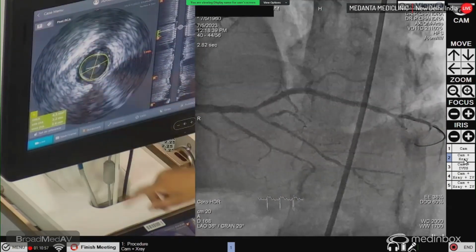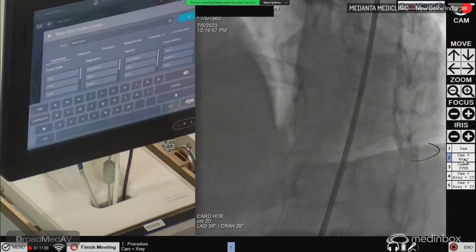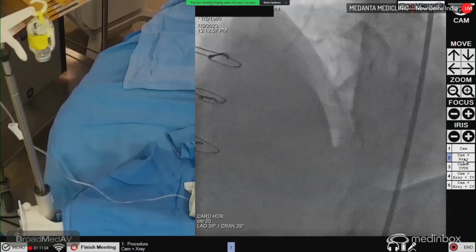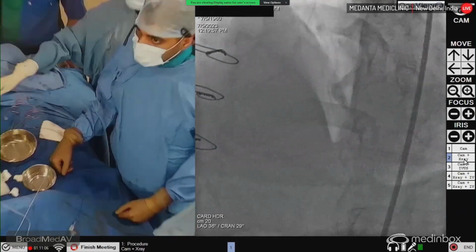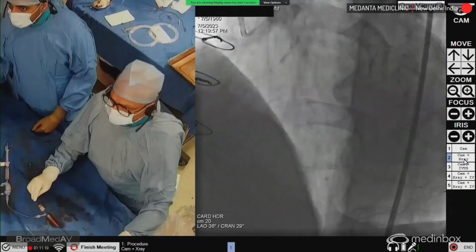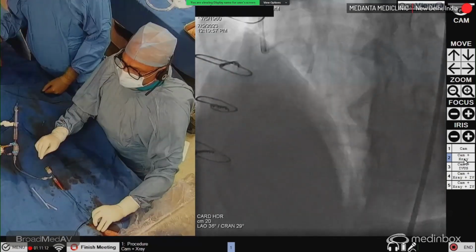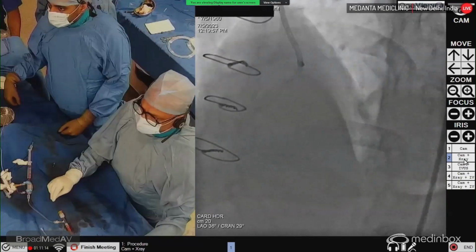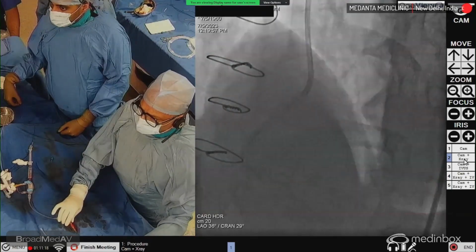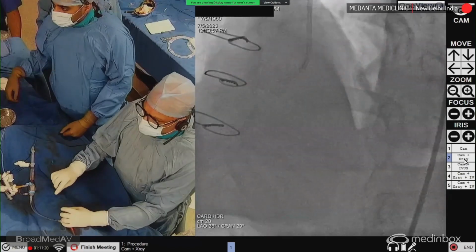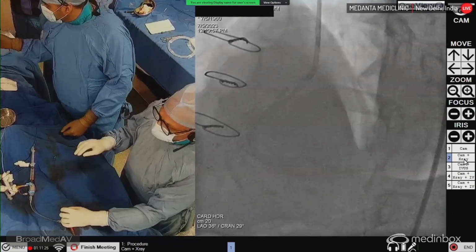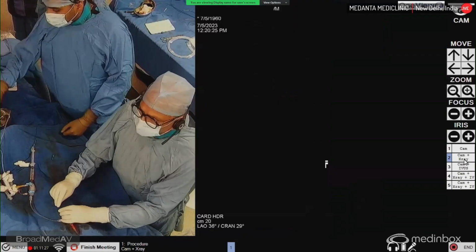Guide extension, we'll pull back a little bit. Show me the guide extension. So when we inject, sometimes these guide extensions actually move inside. Okay. Show me the guide catheter. Okay. Fine. Open.